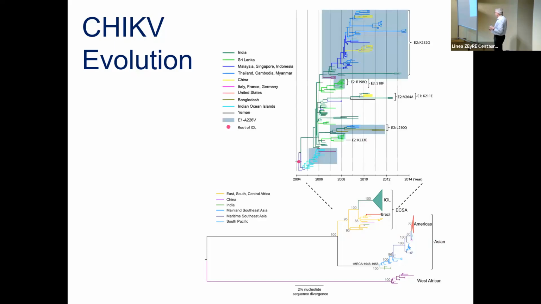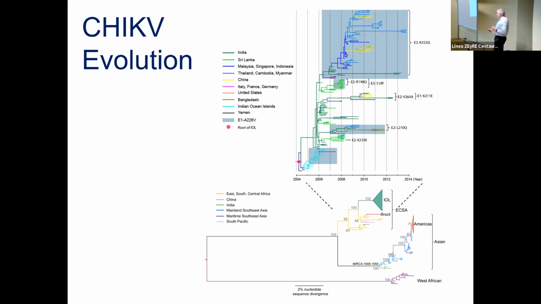But what was especially interesting, as more and more sequences were derived from different regions where the outbreak was spreading, was initially there was an amino acid substitution in the E1 protein, an alanine to a valine at position 226, discovered in Réunion Island. And the French scientists that first sequenced the virus noted something very interesting, that this is a position of the E1 protein that's known to affect infection of mosquito cells from work on other alphaviruses.